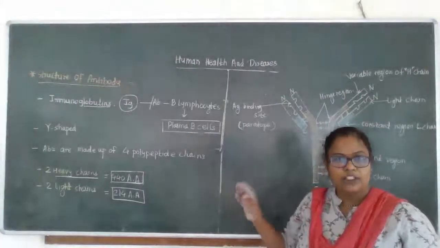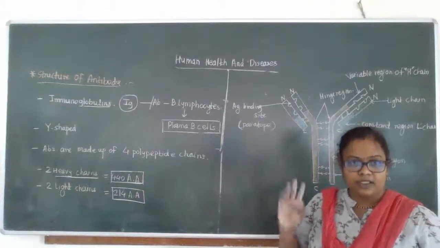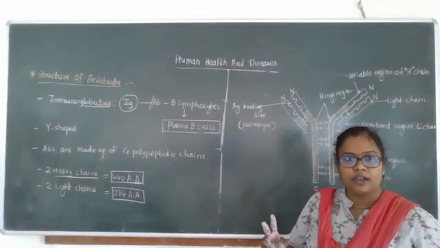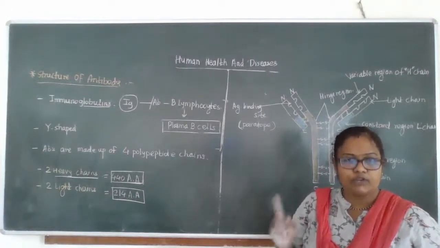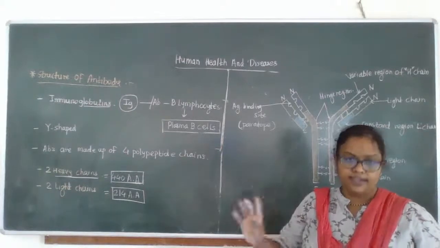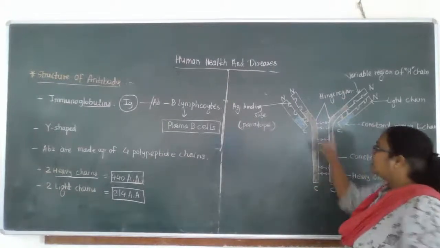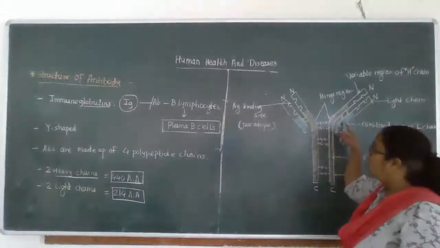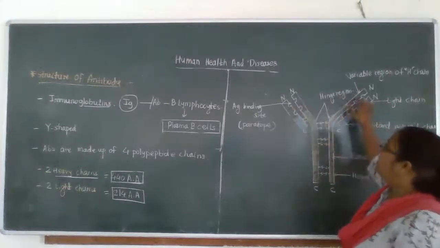Majority, the antibodies are Y-shaped. It consists of 4 polypeptide chains. Among these, 2 are the heavy chains and 2 are the light chains. The heavy chains are made up of 440 amino acids, and the light chains are made up of 214 amino acids. Both the heavy as well as light chain have the constant region as well as the variable region.